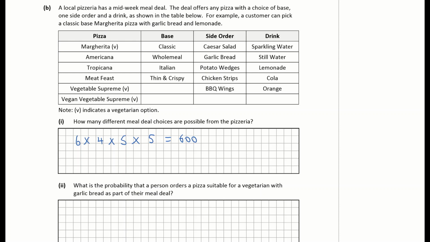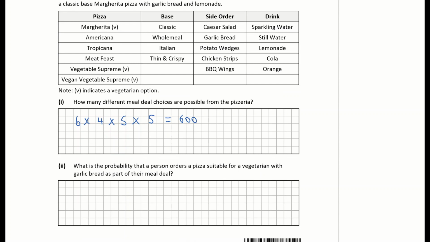B part 2. What is the probability that a person orders a pizza suitable for a vegetarian with garlic bread as part of the meal deal? So we have to factor in our vegetarian here. So looking at the menu, the vegetarians are margherita, vegetable supreme, and this vegan vegetable supreme. So I have 3 choices of pizzas to pick from. So that's my first number to put down. I'm going to multiply it by 3.